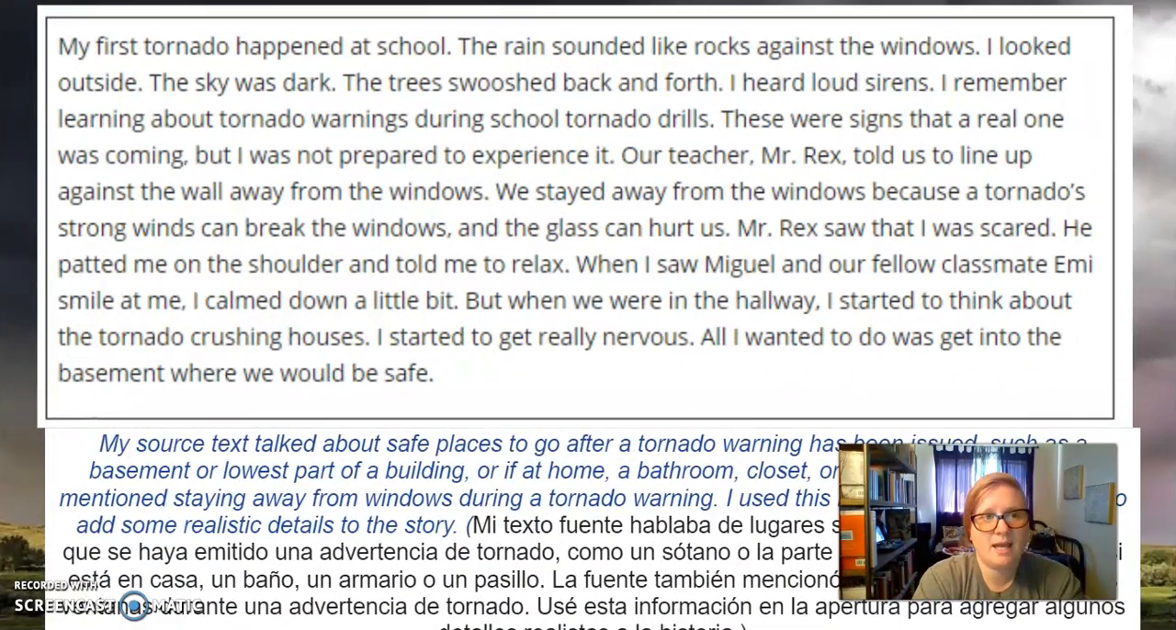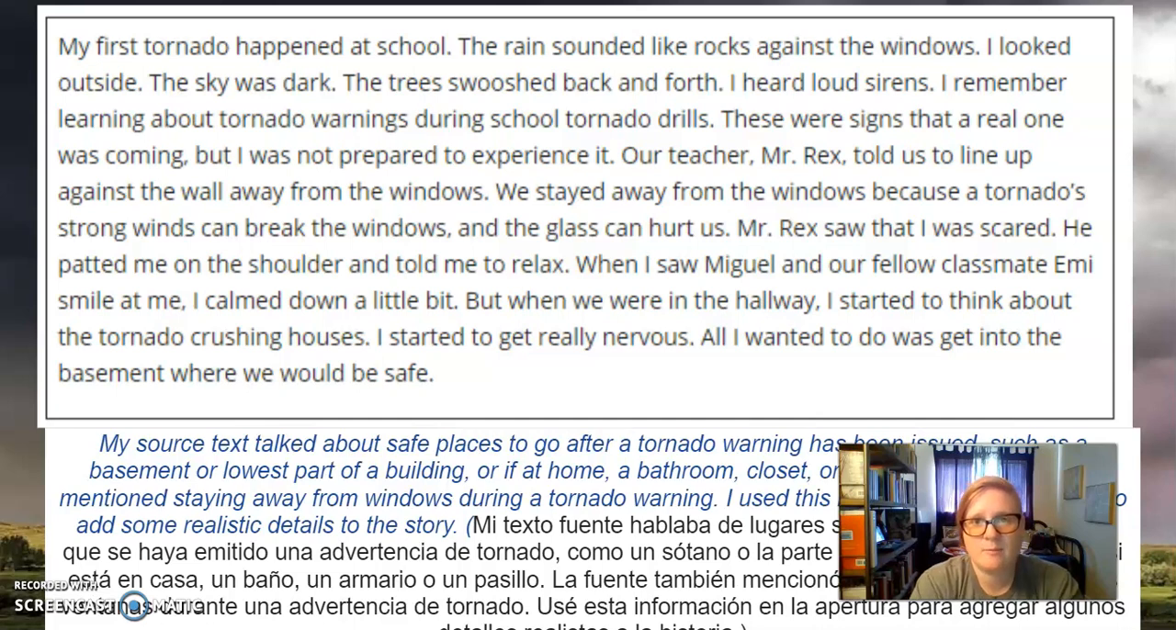So when I originally wrote my tornado story, where I'm at school, my name's Julie and I'm 10 years old. You can tell that I used some of those details in my writing. For instance, the rain sounded like rocks against the window.